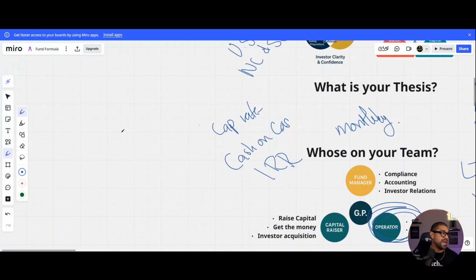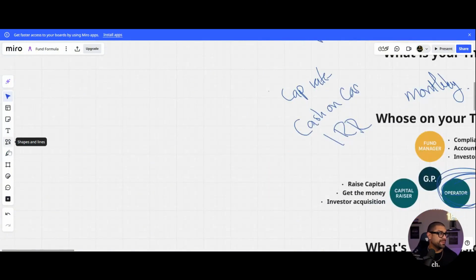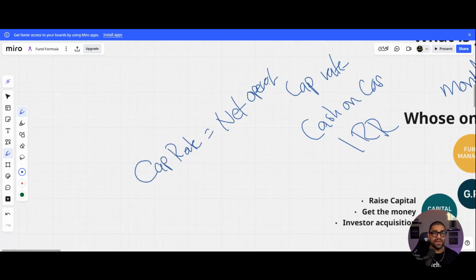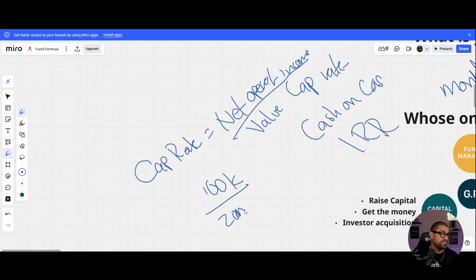Now, let's walk through cap rates for a second, because this is important. Cap rate equals net operating income divided by the value of the property. So if a building generates 100K in net operating income, and it sells for 2 million, then that's a 5 cap. That's important. Lower cap rates mean properties are more expensive. Most likely that's going to happen in more expensive markets like New York and LA. Higher cap rates equal riskier or less competitive markets.